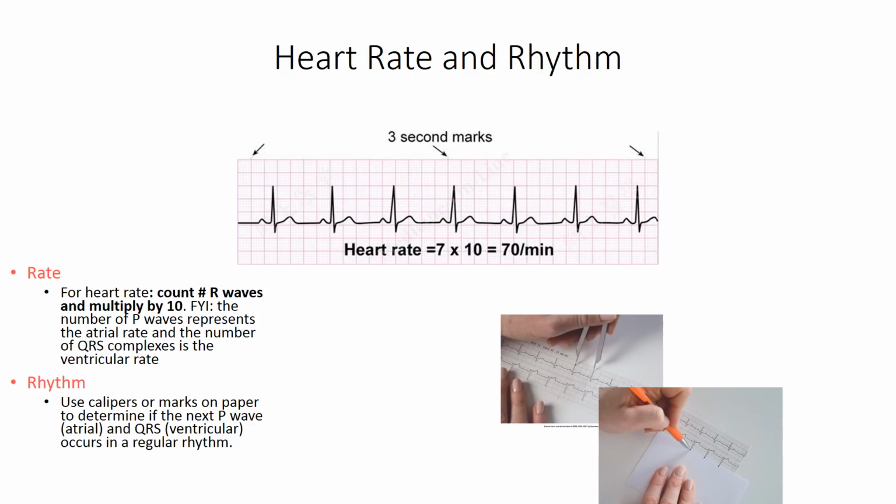So here in this 6-second strip we have 7 R waves, so the patient's heart rate is 70. Next we want to know what the rhythm is. Is the beat regular or irregular?